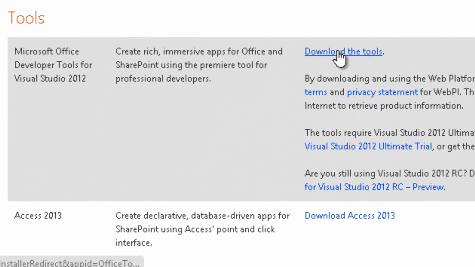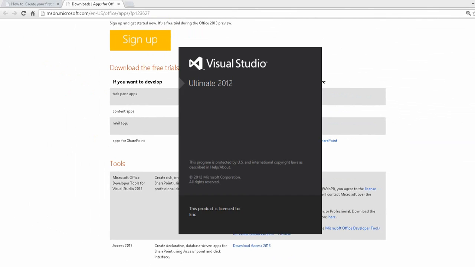When you click download the tools, it will download an exe that you then run, and then it uses the web platform installer to install all the necessary pieces onto your installation of Visual Studio 2012. One quick note, you need to have either Ultimate, Premium, or Professional editions of Visual Studio 2012 to build the tools as I'm going to show you in this screencast. Once you have downloaded and installed the tools, you'll need to create a new Visual Studio 2012 project.